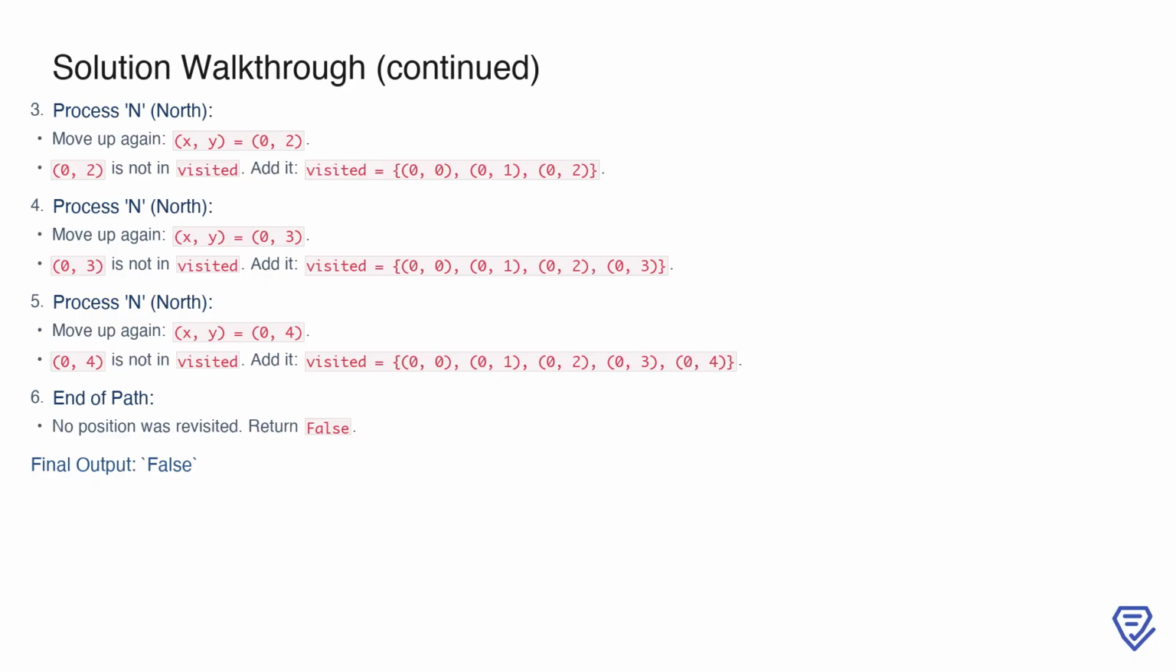At the end of the path, the visited set contains 5 distinct positions: (0, 0), (0, 1), (0, 2), (0, 3), and (0, 4). Since no position was revisited during the traversal, we return false, indicating that the path does not cross itself. This concludes the third example.